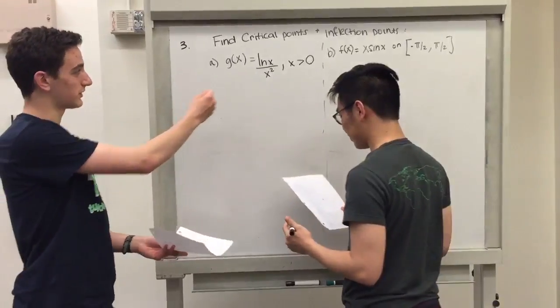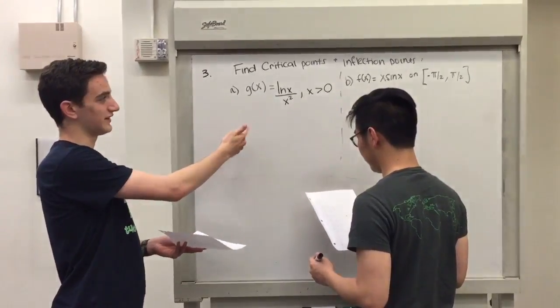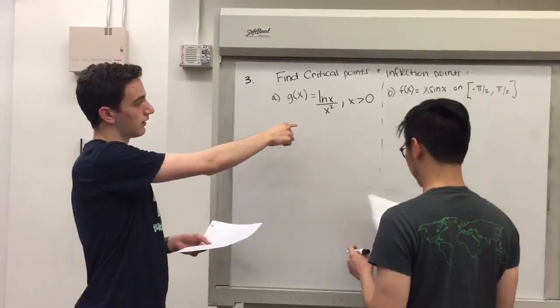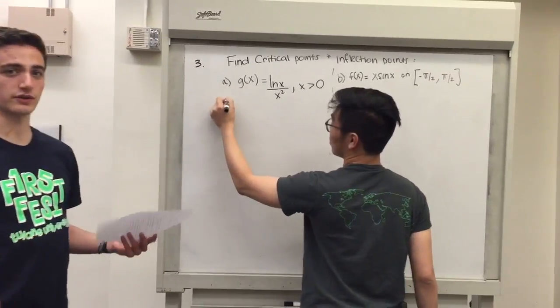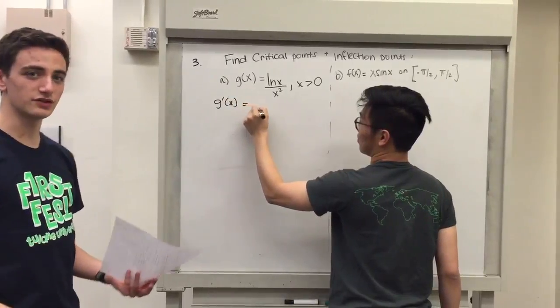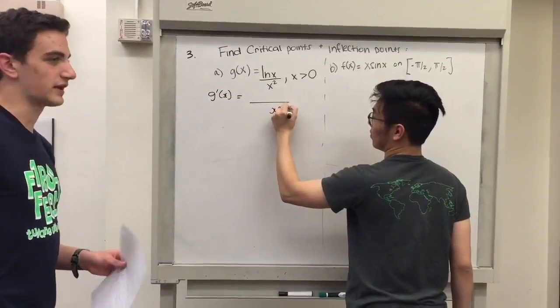Okay, so for this problem, we want to find the critical points and the inflection points for the function natural log of x over x squared for when x is greater than 0. So we're going to start by taking the derivative of this function using the quotient rule, which is what Kenneth is doing now.